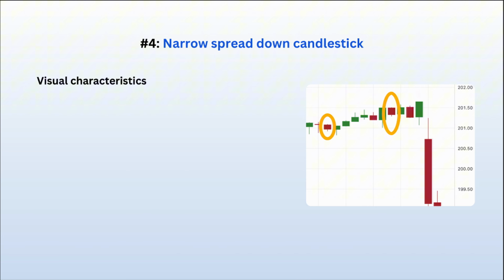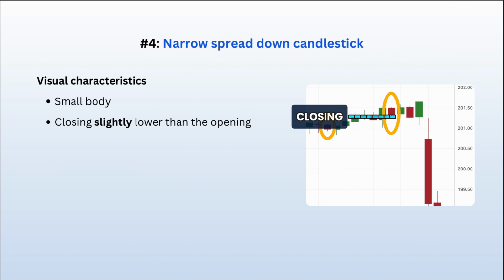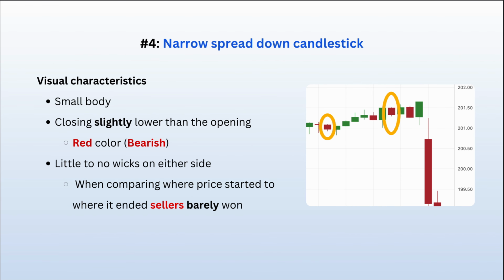The visual characteristics of the candlestick is that it has a small body where the closing is lower than the opening price. Not very lower, slightly lower. Because of this, the candlestick is red. It's a bearish candlestick. Usually it has little to no wicks on either side, and when we compare where the price started to where it ended, the sellers barely won.